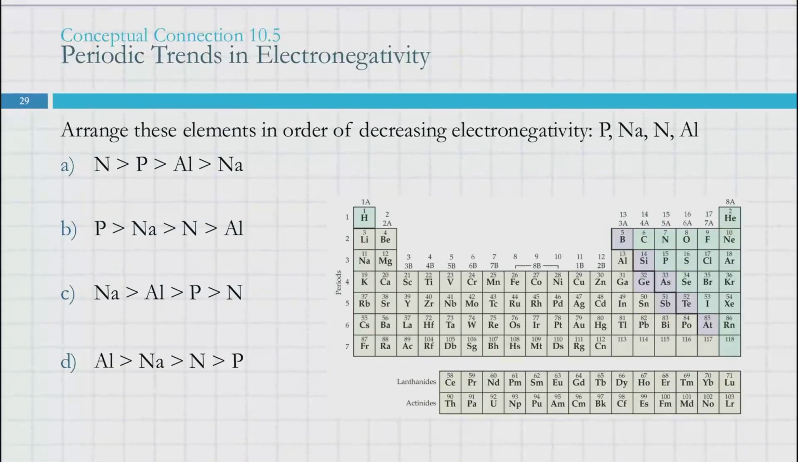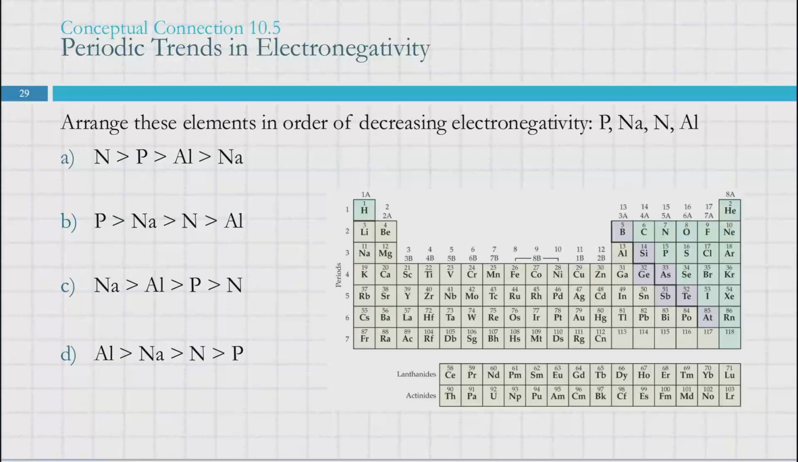Okay, let's arrange these elements in order of decreasing electronegativity, remembering that fluorine is the ruler, the strongest, the champion of electronegativity, and then the opposite corner is where the lower values are.